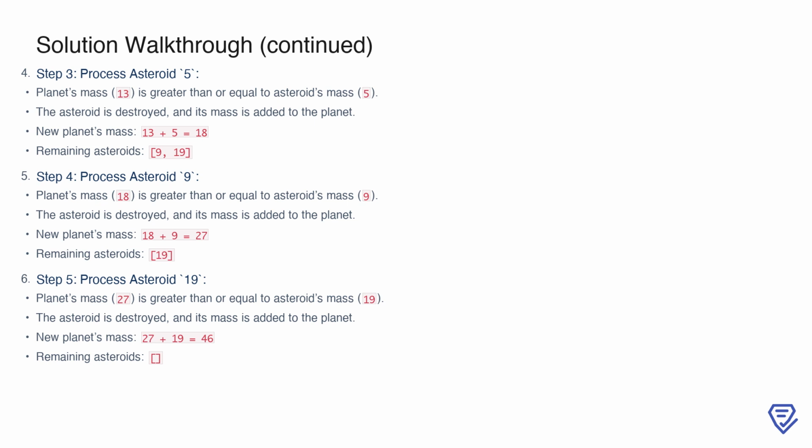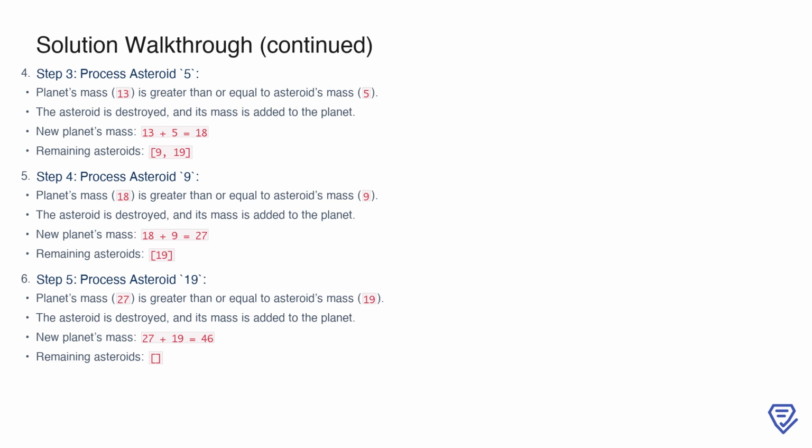Moving forward, the next asteroid has a mass of 9. The planet, with a mass of 18, can destroy this asteroid as well. After adding the asteroid's mass to the planet, the new planet mass becomes 27, leaving only one asteroid, 19.